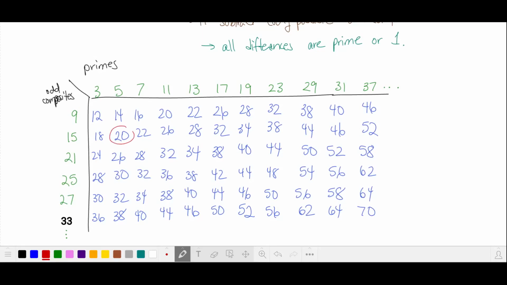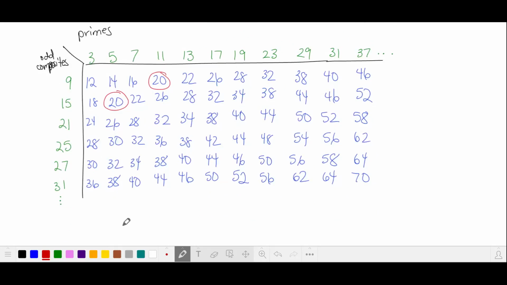Let's take, for example, 20. If we subtract all of the odd composites that are less than or equal to 20, 15 and 9, we get two prime numbers. So 20 cannot be expressed as the sum of two odd composites. This is also true of 22. Subtracting the only odd composites that are less than or equal to 22, 9 and 15, both times we get primes. Another example is 26. Subtracting 21, 15, and 9 always yields a prime number.